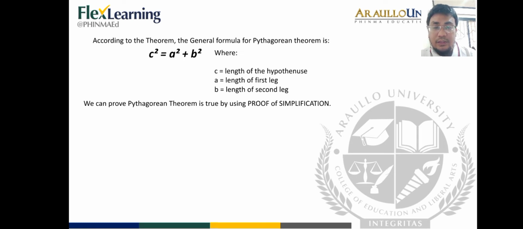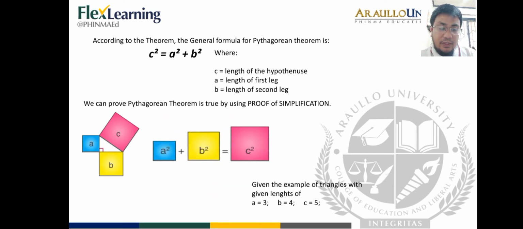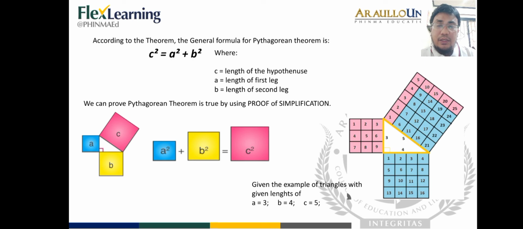So you would imagine an illustration or drawing like this. Given the example triangle, with the lengths of a equal to 3, b equal to 4, and c equal to 5. Let's visualize this by drawing small squares so that we can visualize more. So this is the given. You see there are sides 3, 4, and 5.